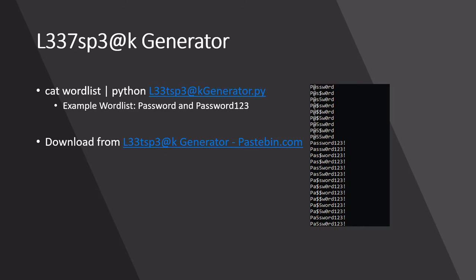Using a simple example word list here, I've had 2 passwords in it, capital P-A-S-S-W-O-R-D and capital P-A-S-S-W-O-R-D-1-2-3 exclamation point. The leetspeak generator will create multiple leetspeak variations of each string, as you can see on the slide. The leetspeak generator script can be downloaded and edited if needed from the Pastebin link above. There are also other scripts and tools that can transform an existing word list to leetspeak, so be sure to find the one that works best for your needs.